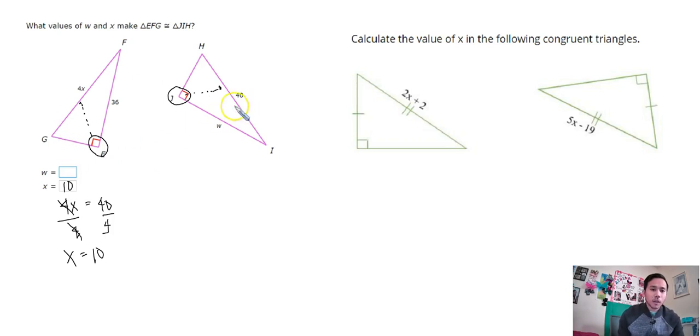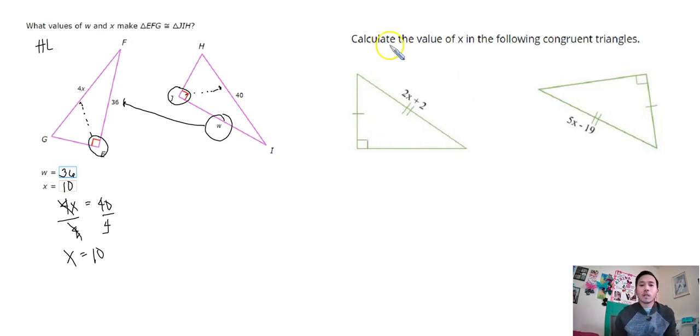Now let's take a look at W. Take a look at the corresponding parts of W. W corresponds to 36. Therefore, W must be 36. That's how you look at the congruency. So to make these two triangles congruent by HL theorem, the value of x must be 10 and the value of W must be 36.